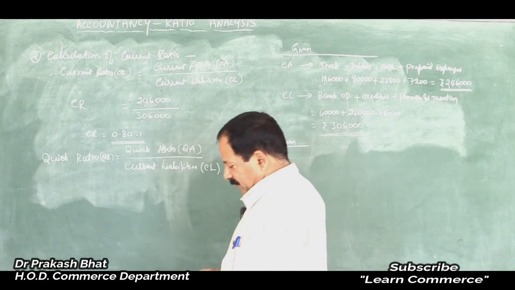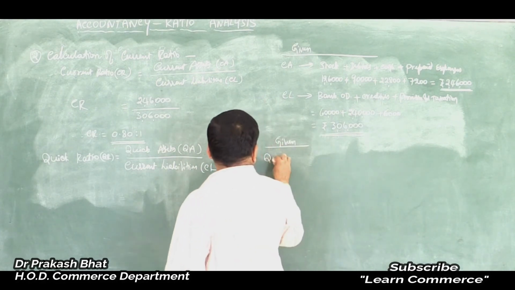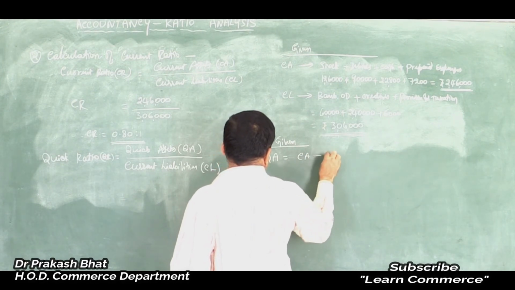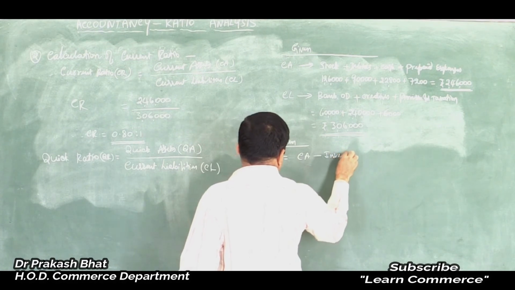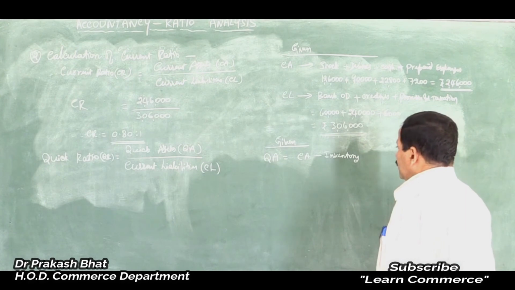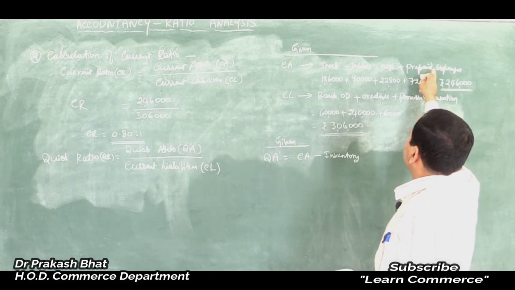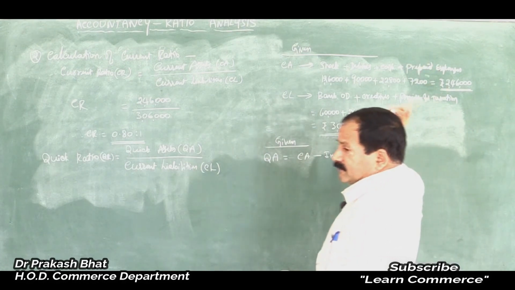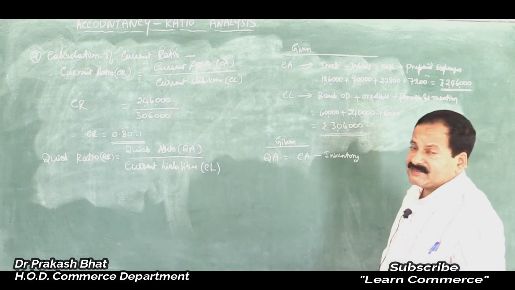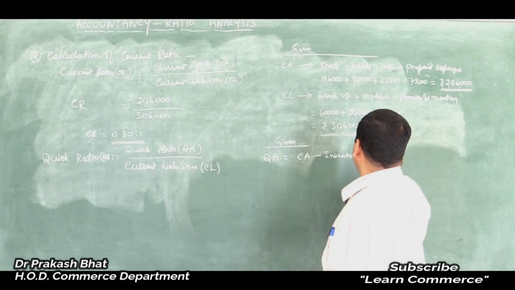What is given? Quick ratio, quick assets. Quick assets is equal to current assets minus inventory. Am I correct? Inventory means stock. Minus anything else? Prepaid expenses is not a quick asset. It is also not a quick asset because expenses are already paid and cannot be recovered very easily, isn't it? So minus prepaid expenses.